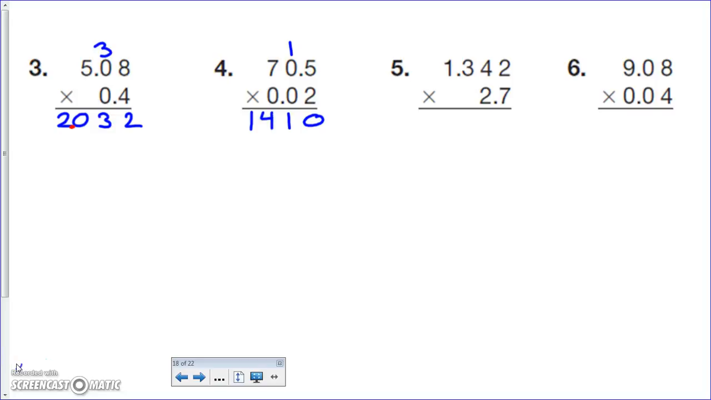Now we need to figure out where to place the decimal. We have 1 decimal place after the decimal in 70.5, and we have 2 in 0.02. So again, we need 3 in our answer. So it's going to go after the first 1 and before the 4.